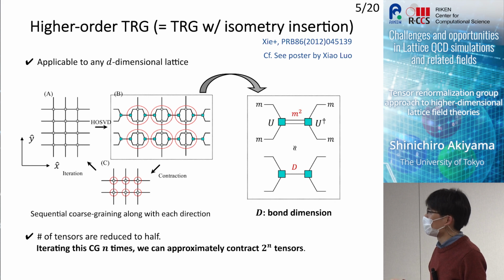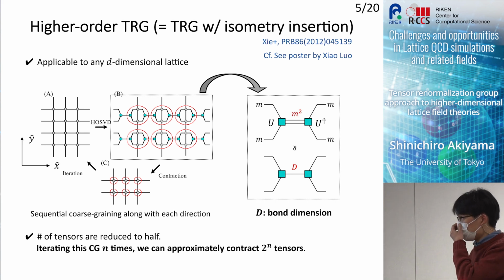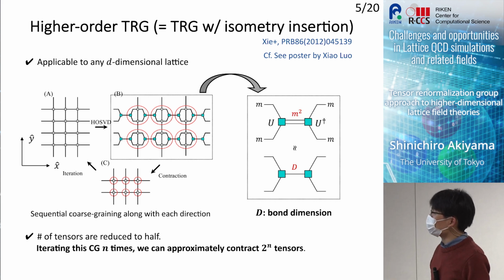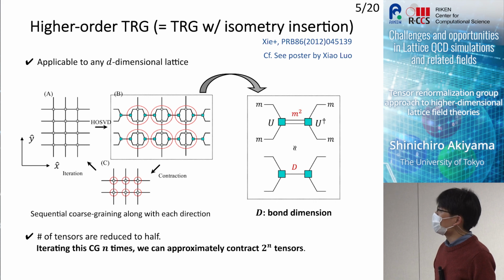Suppose we consider a pair of unitary matrices, and here I suppose that each leg has a size m. If we consider the pair of the unitary matrix U and U dagger, and take a sufficiently large size for this internal leg, say m to the power of 2, then this is nothing but equal to the identity. So in this case, we are just inserting the identity matrix into this tensor network.